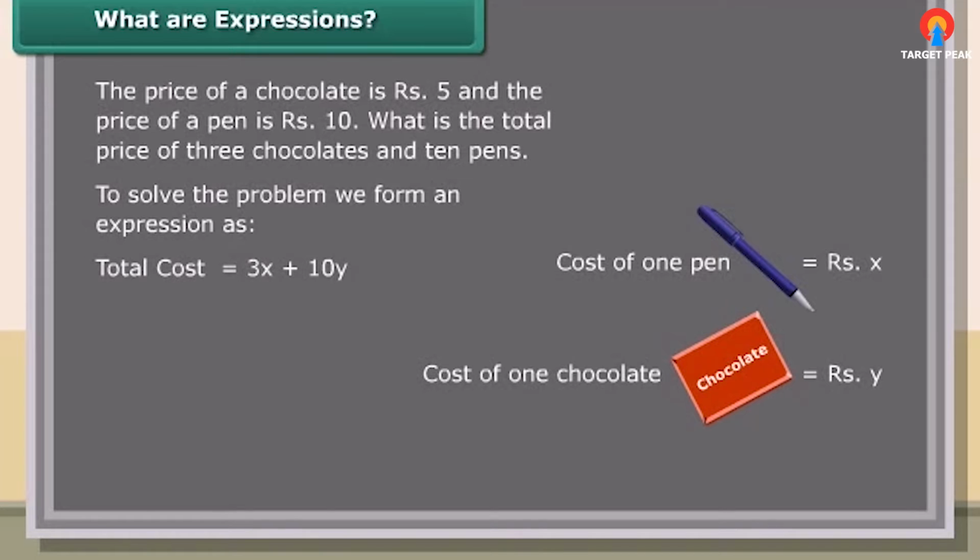Total cost is equal to 3X plus 10Y, which is equal to 3 into 5 plus 10 into 10, which is equal to 15 plus 100, which equals 115. Total cost is equal to 115 rupees.